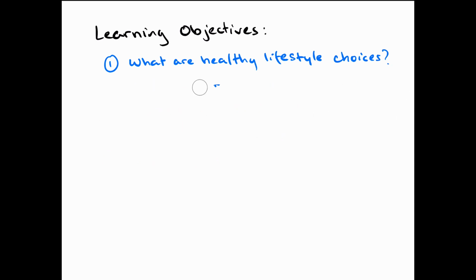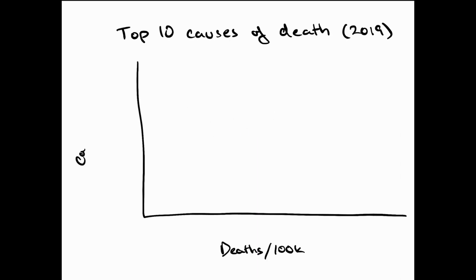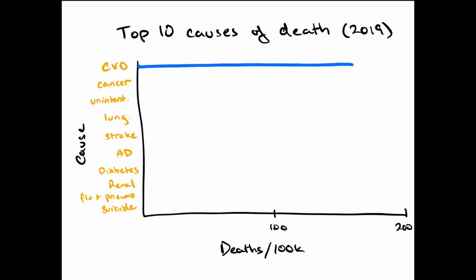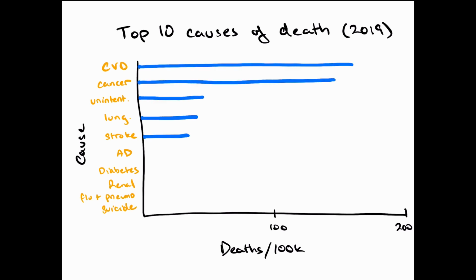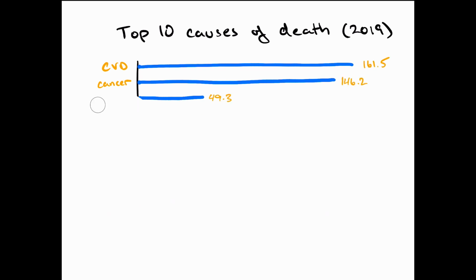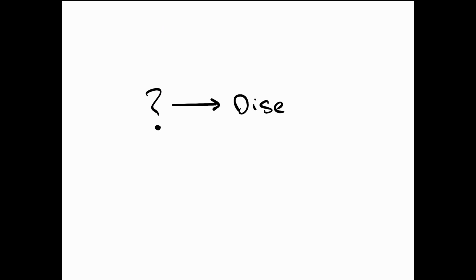As medical students, most of us are interested in diseases. So let's take a look at those first. The top 10 causes of death in the United States are listed here. And you can see that cardiovascular disease and cancer are the top two, followed by unintentional injuries, lower respiratory diseases, stroke, Alzheimer's, etc. So we know what diseases are present in the US, but what causes these diseases?